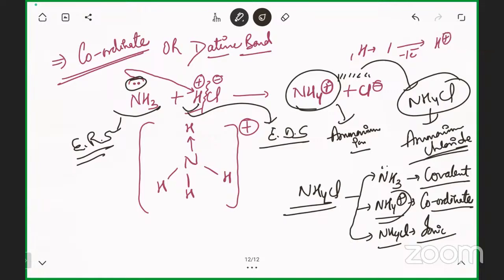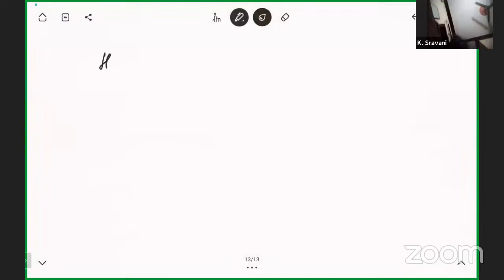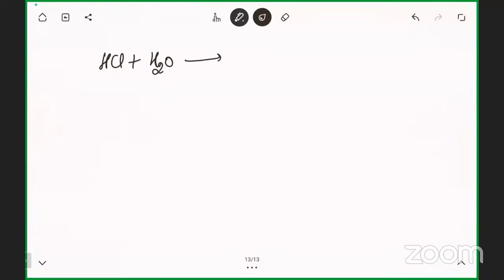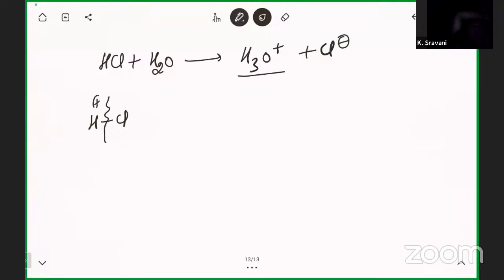Let me take one more example of coordinate bonding. When I'm reacting HCl with H2O, can anyone complete this reaction first? It will form H3O positive plus Cl negative. Now see what will happen. How is this H3O positive forming? The HCl molecule will break into H positive and Cl negative.